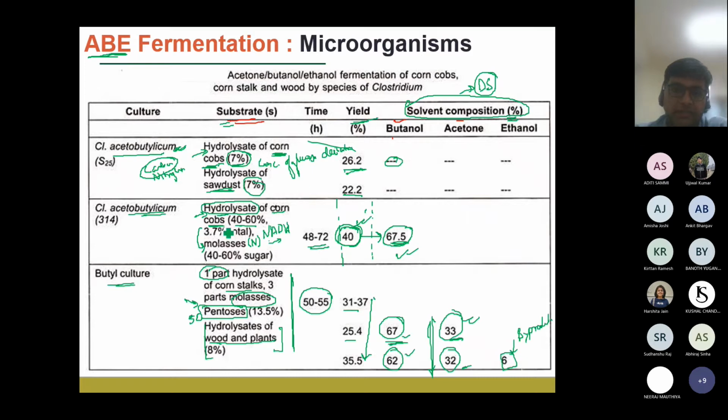So next we were supposed to discuss what hydrolysates are. Hydrolysates are nothing but biomass that has been subjected to some sort of hydrolysis. Why is it so? Because biomass, if you look into the chemical composition of any plants or any wood, is made up of the components we have already discussed: cellulose, hemicellulose, and lignin.